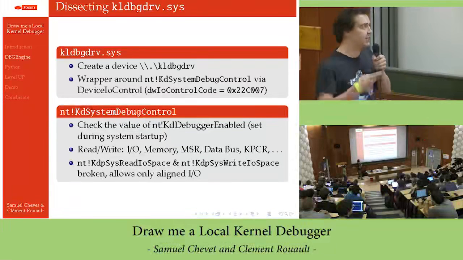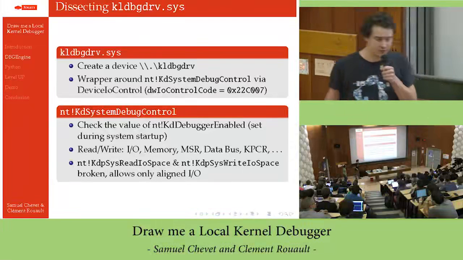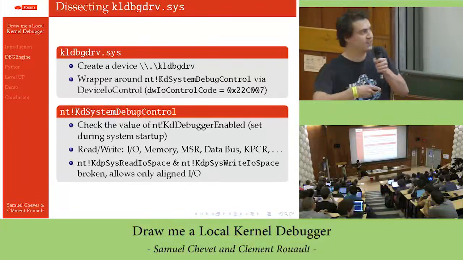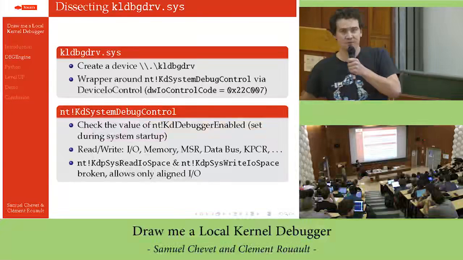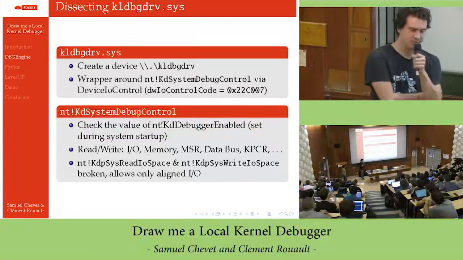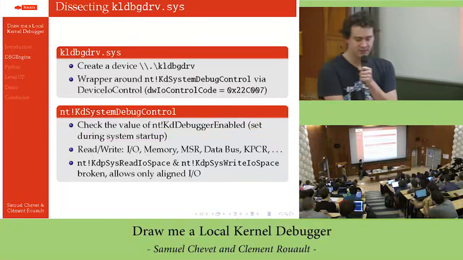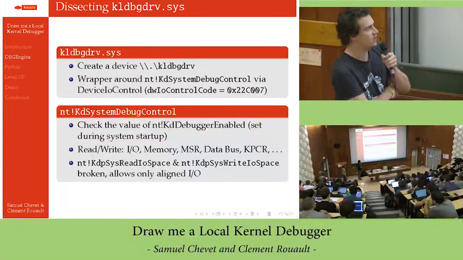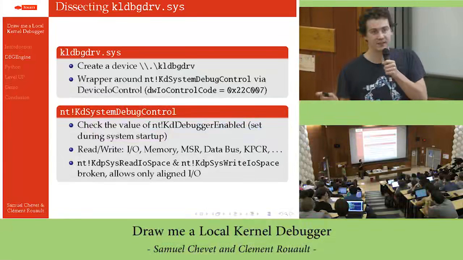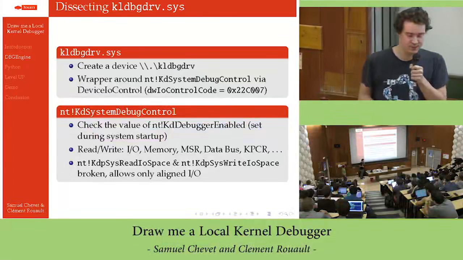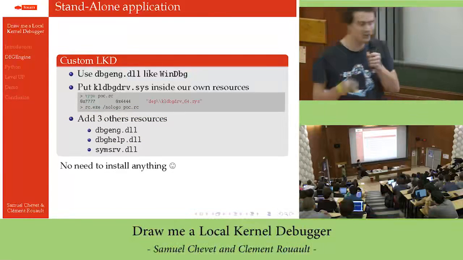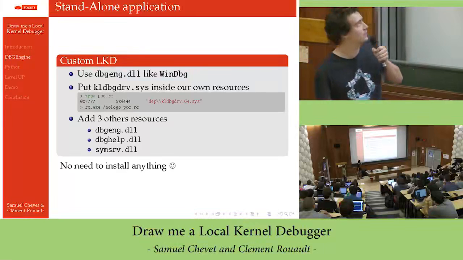So this function, in fact, checks if you are in debug mode, of course, and you will be able to read and write to input-output, to memory, physical, virtual, MSR, so whatever you want. But we have found a little bug inside two functions. When you were reading or writing to some I/O, all the addresses have to be aligned. So it's pretty stupid. So we will see that we had to patch it. So this was one of the bugs we had to fix.